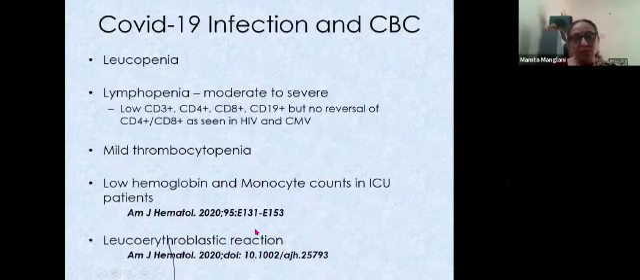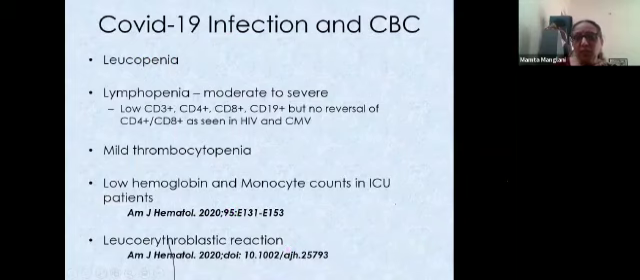In one of the case reports from Michigan, they have reported this particular paper. This is all from Singapore. This study is from Singapore in 69 patients. So I think I would not really worry so much about leukoerythroblastic reaction because that has only been reported in one single patient.